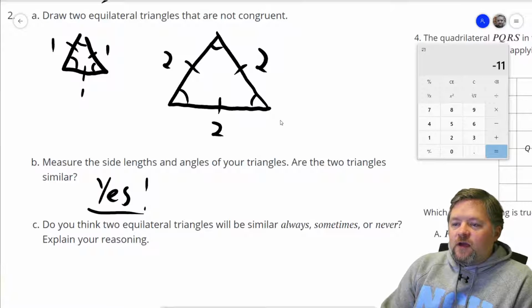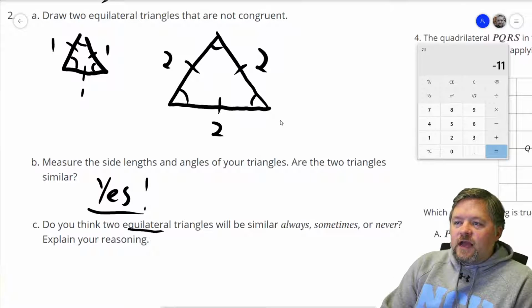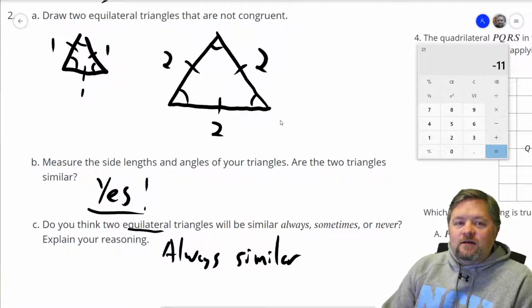Do you think two equilateral triangles will be similar always, sometimes, or never? Well, we just talked about that. If they are equilateral, all three angles are the same. 180 divided by 3 is 60. They are always going to be similar to each other, because equilateral triangles always have three 60-degree angles.